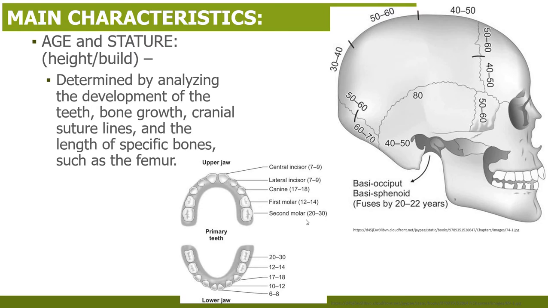So the 20 to 30 on the second molar, and this point here fuses about 20 to 22. And then we say, okay, if this part back here, the very back of the skull is fused, then they're between 30 and 40. And then we can look at a couple other places that are 40 to 50. So depending on how much of that is fused, we can say, okay, they're between 40 and 50. Then we go to the mid part of the skull, and mid part of the front of the skull, and mid part of the back, and that's 50 to 60. And then 60 to 70 right here. And this last part right here only fuses after 80.